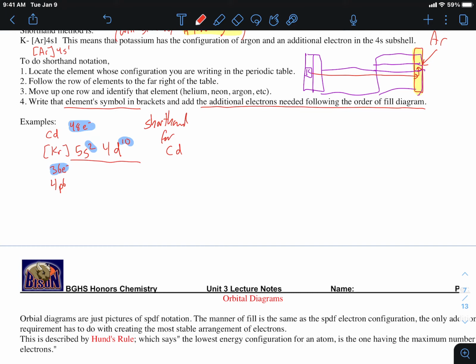And so there's a lot of backtracking and a lot of checking orders when you do it this way. It saves you writing, but at the beginning, it's going to take you a little bit longer to figure out what you should be beginning your shorthand notation with, like when you're trying to figure out what to write here after the noble gas. So it's going to take practice, and you'll have plenty of practice here on the homework.